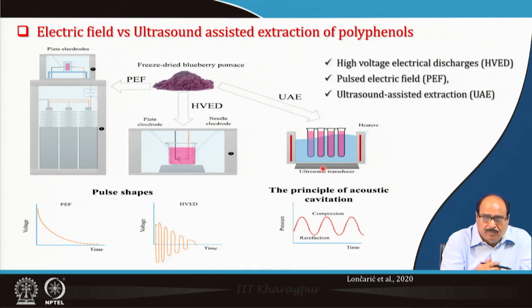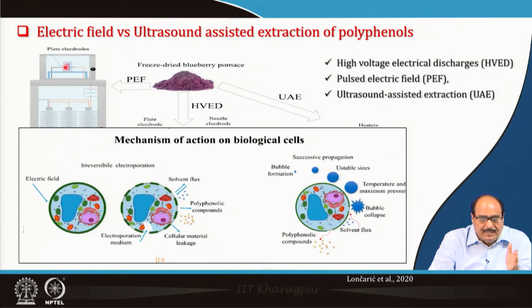In the case of HVED, that is high voltage electrical discharge, the commodity is kept in a plate electrode or it may be a needle electrode. Here you can see the pulse shapes in this figure. In the PEF, the voltage versus time, as time increases the voltage reduces, and that is the pulse you get. Plate electrodes are provided, and in between these plate electrodes the material sample is kept. So basically the mechanism of action in all these processes is irreversible electroporation.